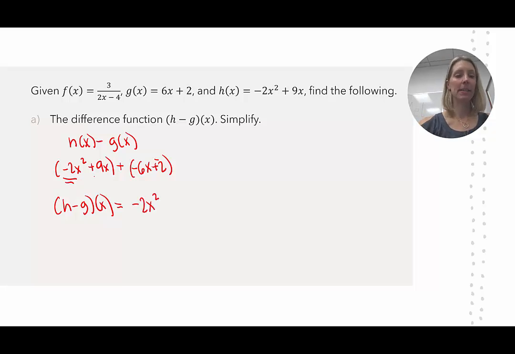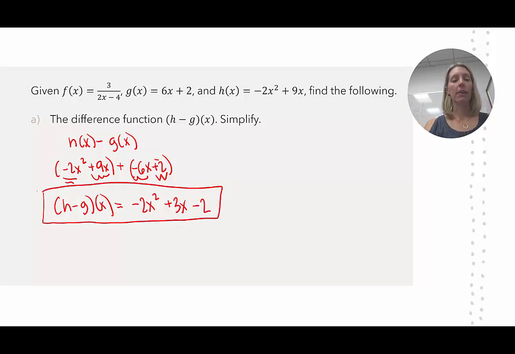Now I look for my x's. I have 9x and negative 6x. When I add those, I actually subtract because of the opposite signs, and I get plus 3x. And then the minus 2 is the only constant, and we would just say minus 2. It'd be a great help if we would put a box around our final answer, and there's my difference function.